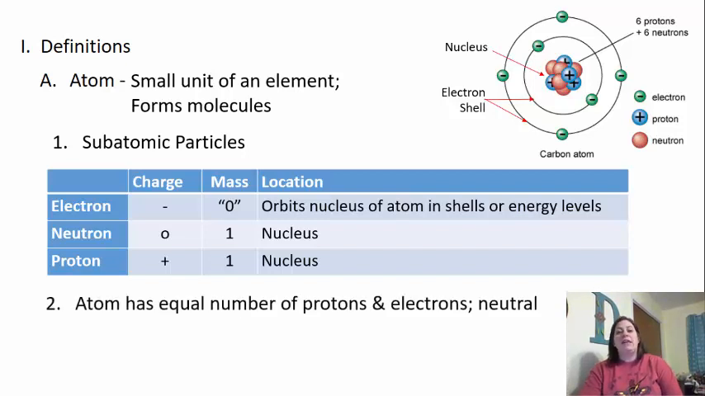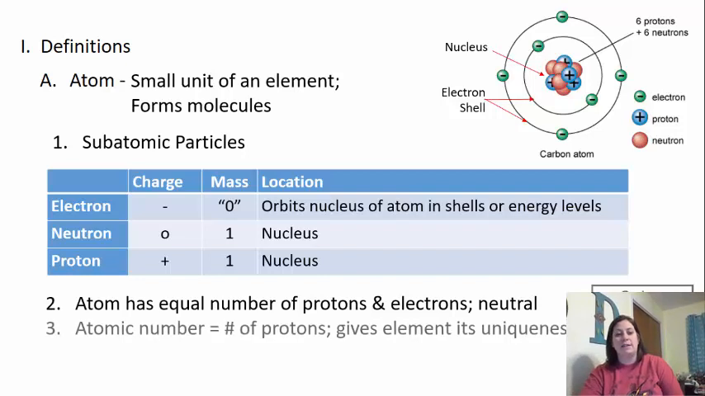Atoms, guys, have an equal number of protons and electrons, and this is what causes them to be what we consider neutral. So if they have 10 protons, that means they have 10 positives. This will mean that they have 10 electrons, 10 negatives. So when we have 10 minus 10, it equals 0. This is what brings you to that neutral state.